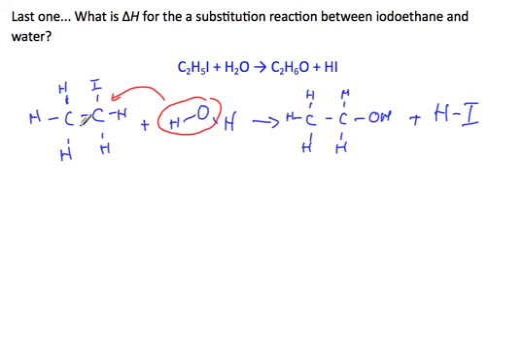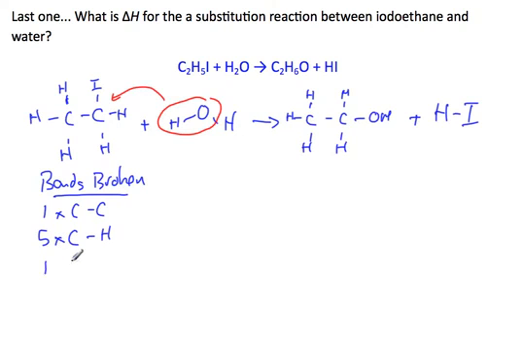And so let's just look at that same process, bonds broken. So delta H, we're going to look at delta H for bonds broken. What I have is 1 times carbon-carbon, again in the middle of that backbone, 5 times carbon-hydrogen. I have 1 carbon-iodine bond, and I have 2 OH bonds. All right. And before I go any further, I'm going to look at bonds formed next.